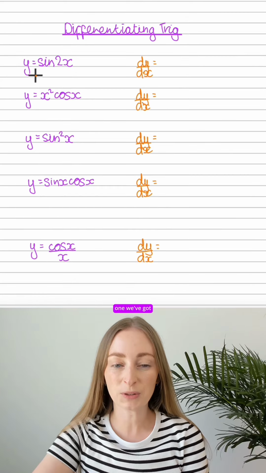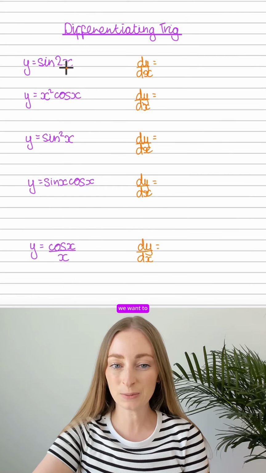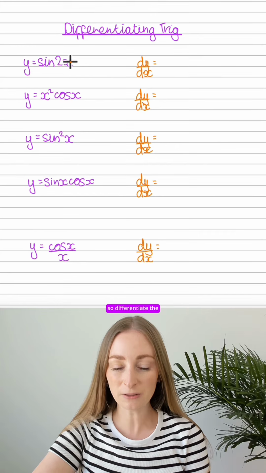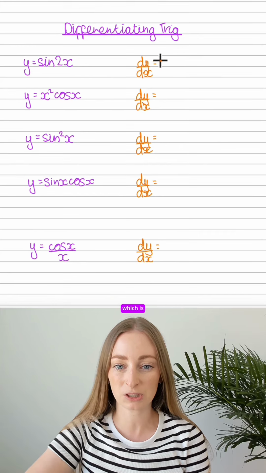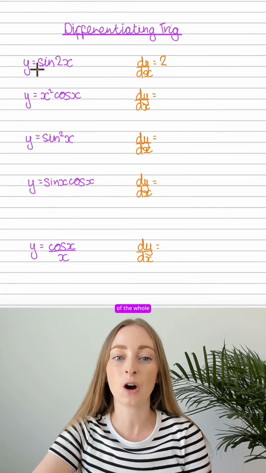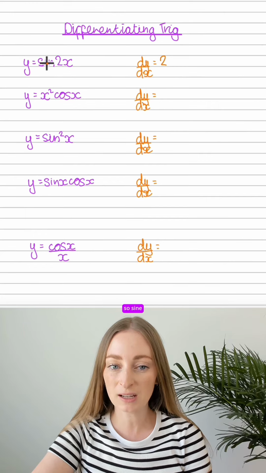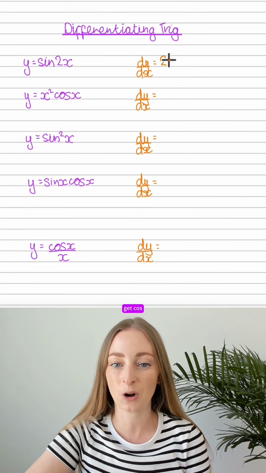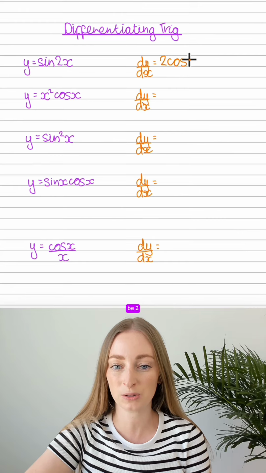So the first one, we've got sin 2x. Here we want to do the chain rule. So differentiate the function inside, which is going to be 2, then multiply it by the derivative of the whole function. So sin, if we differentiate that, we get cos. So it's going to be 2 cos 2x.